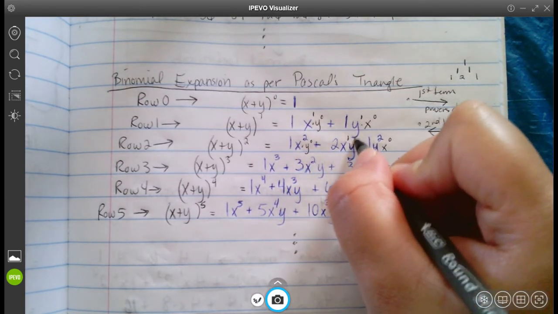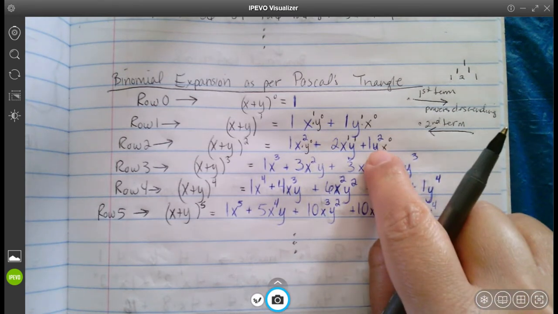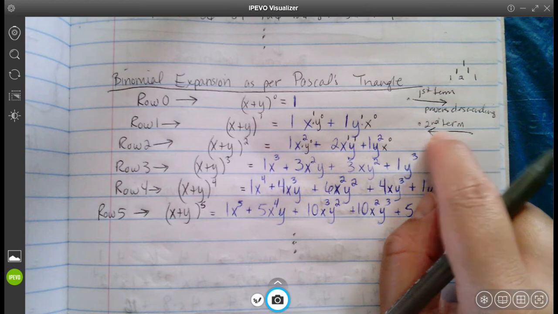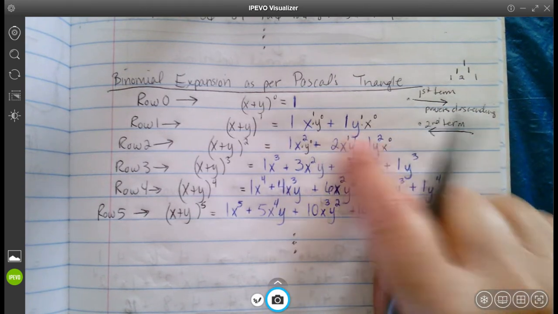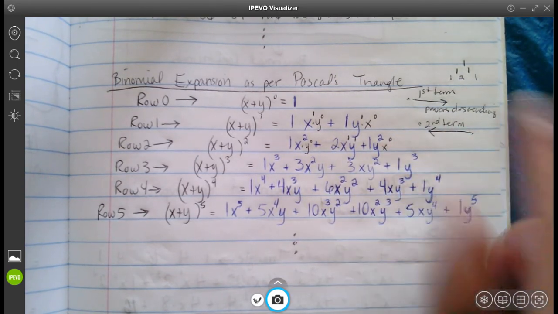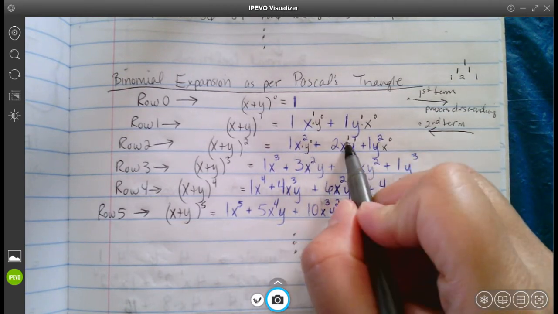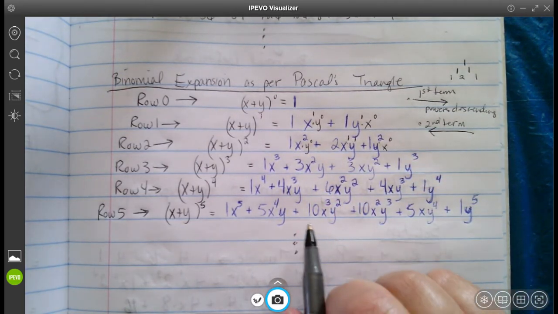Here we have 1, y to the first power, and y to the second power. So you'll notice that the second term descends the other way, or I guess you could say ascends this way, but however you want to think about it. But you have 2, 1, 0. The x's, 2, 1, 0. So they kind of go backwards of each other, yeah?